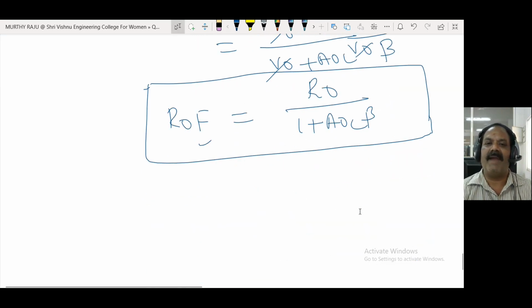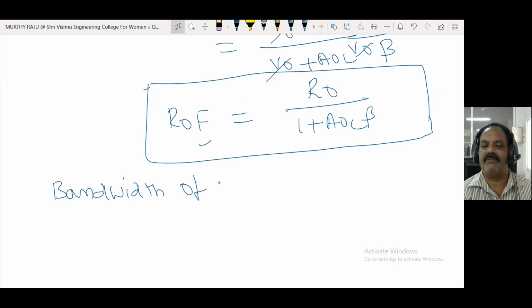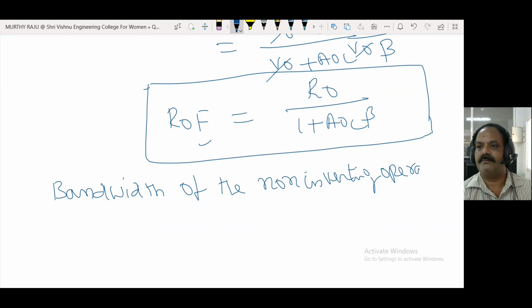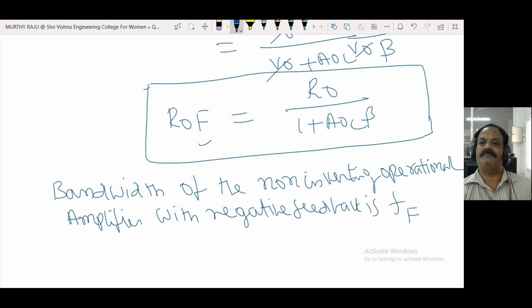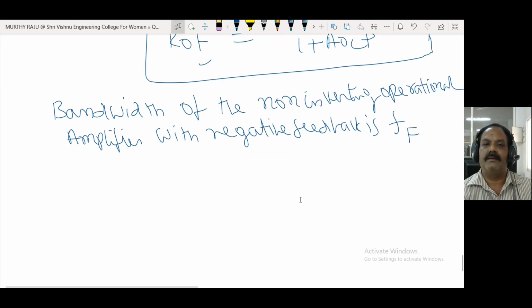Next one is bandwidth, the fourth parameter: the bandwidth of the non-inverting operational amplifier with negative feedback, which is small f. Now we will concentrate on bandwidth calculations.